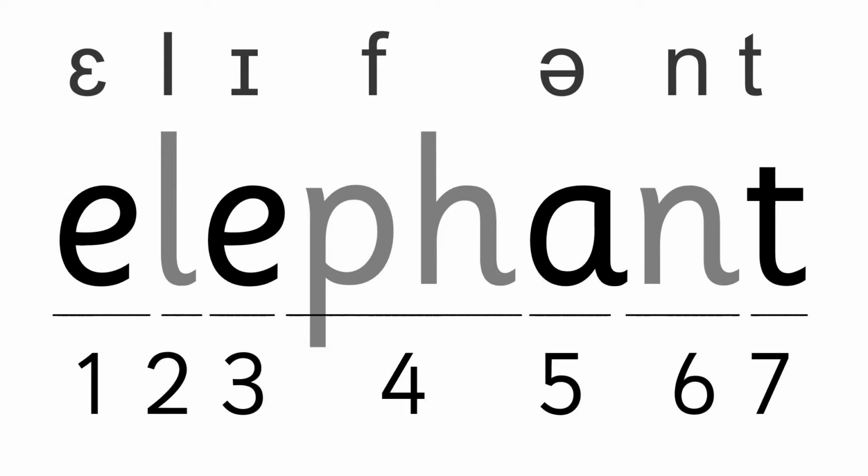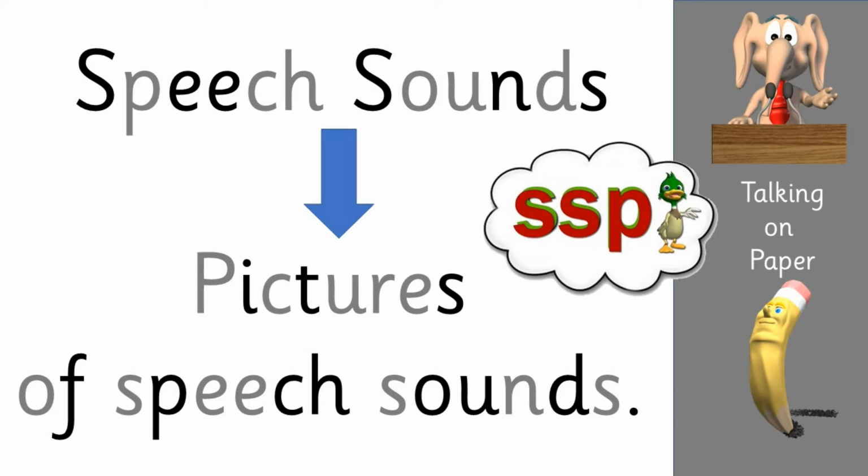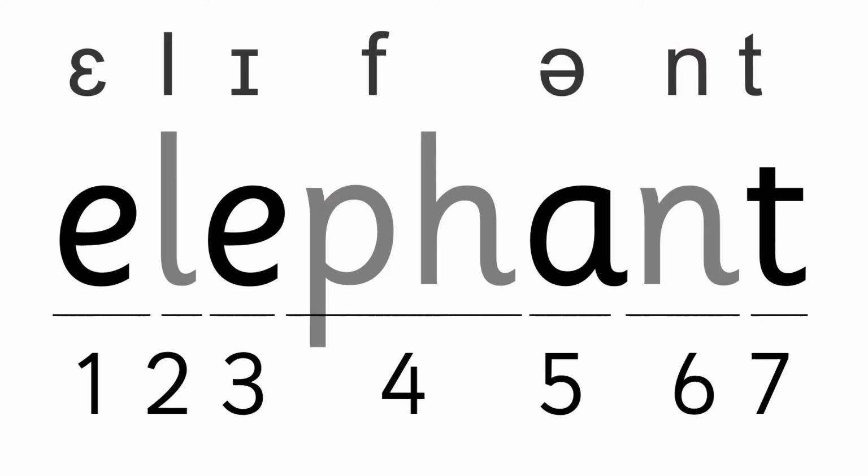O, I, F, N, T, elephant. There are those phonetic symbols again, the symbols that just represent the sounds. Speech sounds turned into pictures of speech sounds when we talk on paper. Elephant.